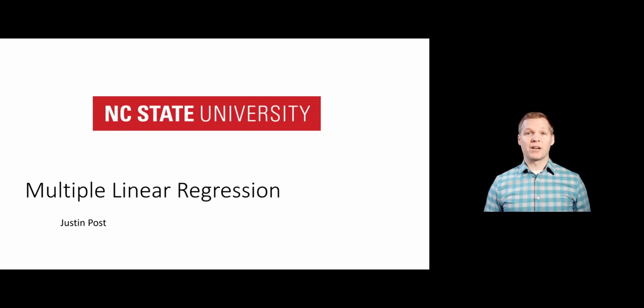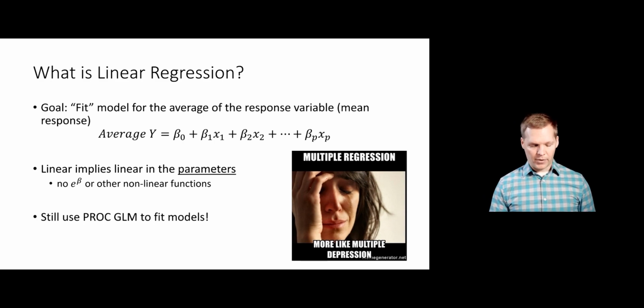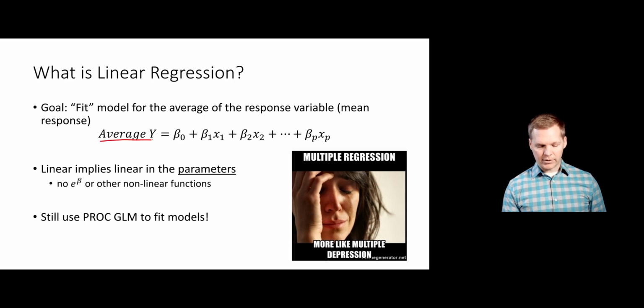Welcome. This video covers the basics of multiple linear regression in SAS. We already looked at simple linear regression, which just tries to relate one predictor variable to the response in a linear function. Well, we could also add in other predictor variables to try to model that response. And so generally speaking, if we're trying to do a linear regression model, we try to predict the average response through a linear function of our parameters here.